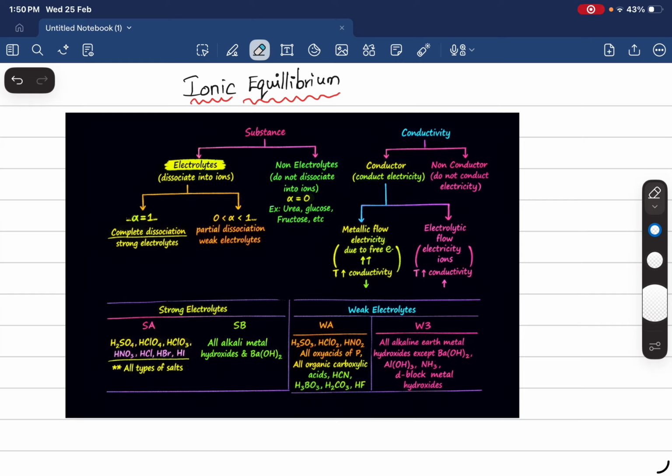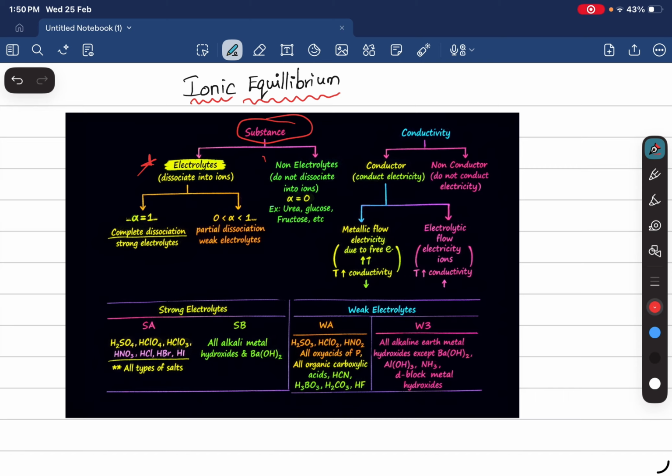So in this, first substances are classified into these types: electrolytes and non-electrolytes. Electrolytes dissociate into ions, non-electrolytes don't dissociate into ions. Based on the degree of dissociation, we can segregate electrolytes into two types: strong and weak. Strong electrolytes are where the alpha value is 1, weak electrolytes where the alpha value is less than 1. Generally all strong acids and strong bases come under strong electrolytes, and weak acids and weak bases come under weak electrolytes.